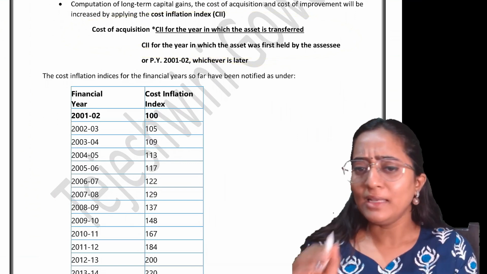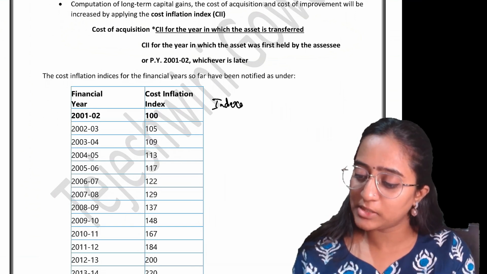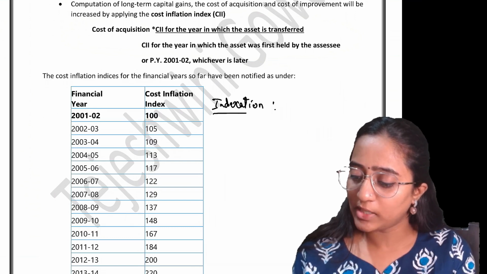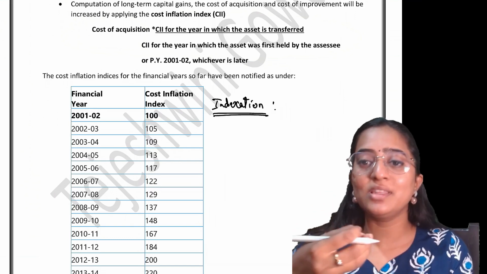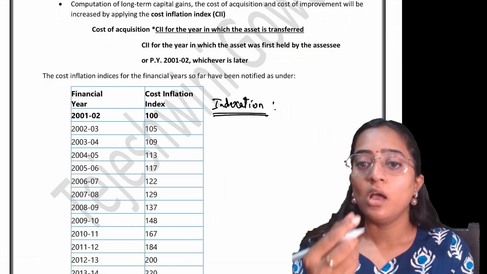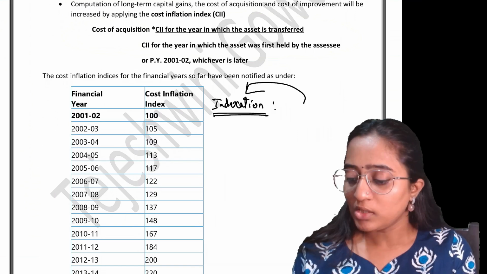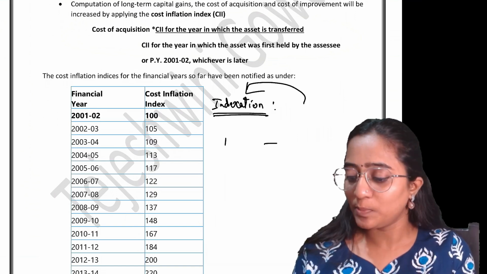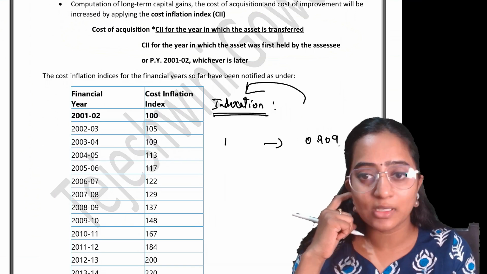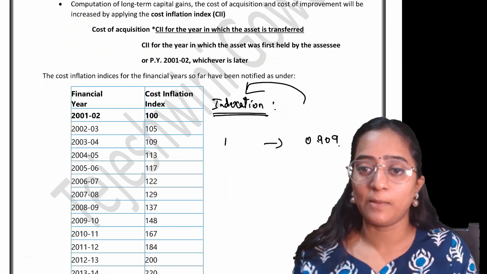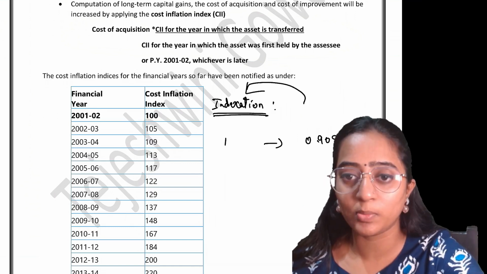Okay. Let's consider the case of indexation, people. Very simple. Indexation means you are valuing the money, or whatever the time value of money is being considered in the concept of indexation. The value of 1 rupee today is going to be somewhere around 0.909. That is, at the end of 1 year, you are going to consider the value of 1 rupee as 90 paisa. How would you calculate this?